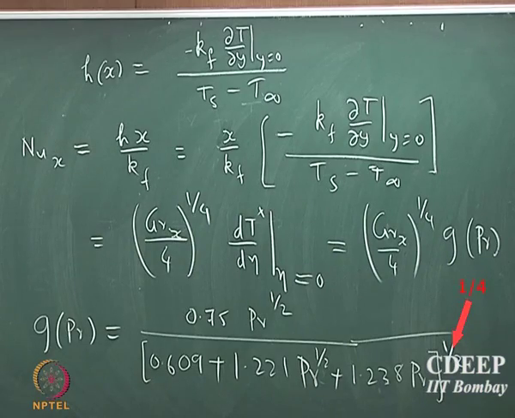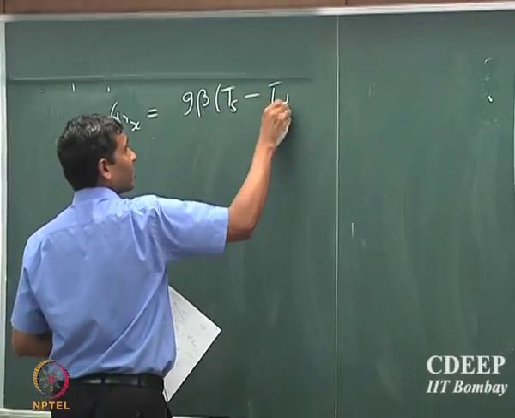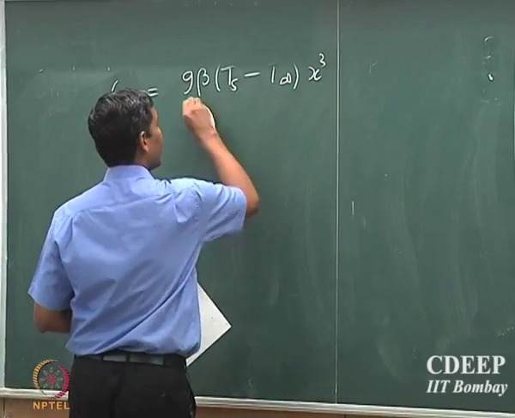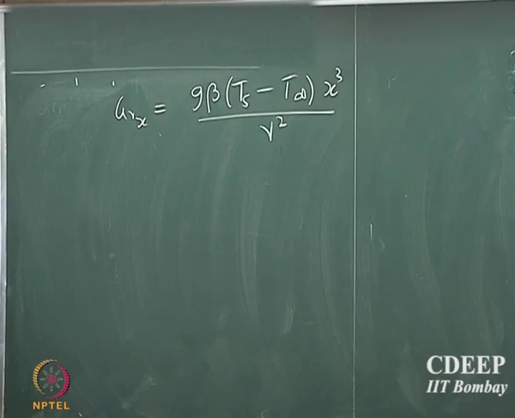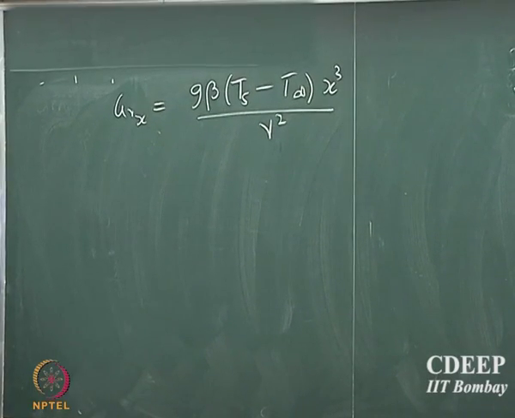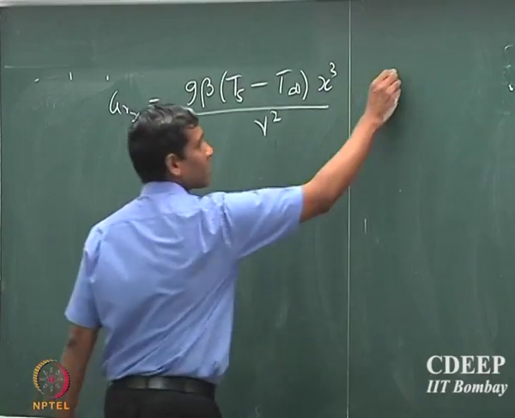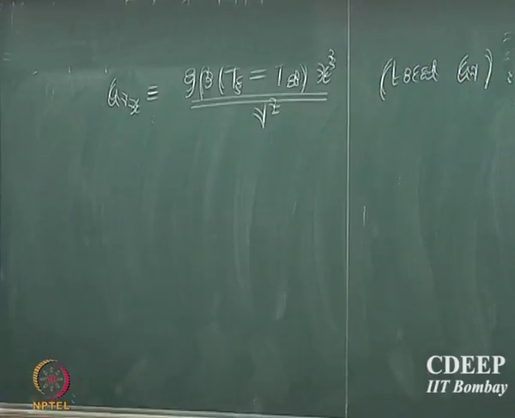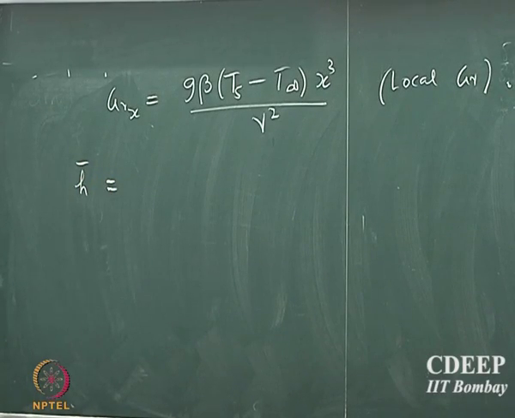The local Grashof number is simply defined as g beta Ts minus T infinity into x cube by mu square. So it's simply the same expression that we had before multiplied by the Reynolds number square. So we get x cube by mu square, which is the local Grashof number. The next exercise is to find the average. We had two objectives. One is to find the local heat transport coefficient.